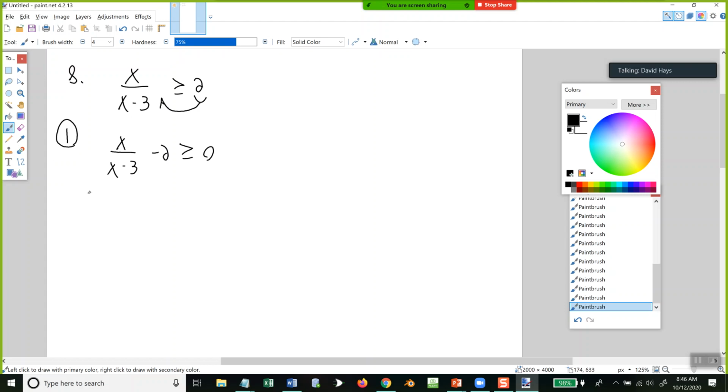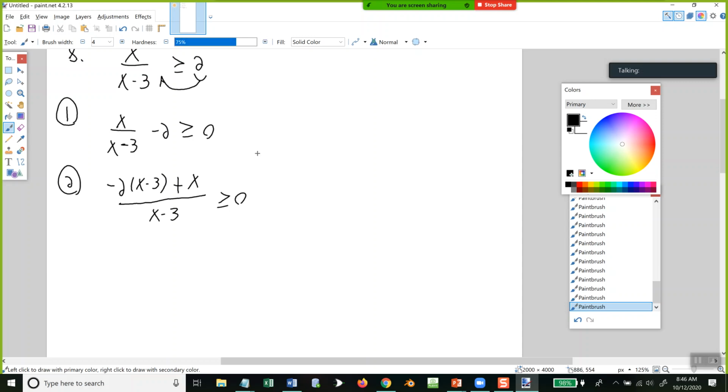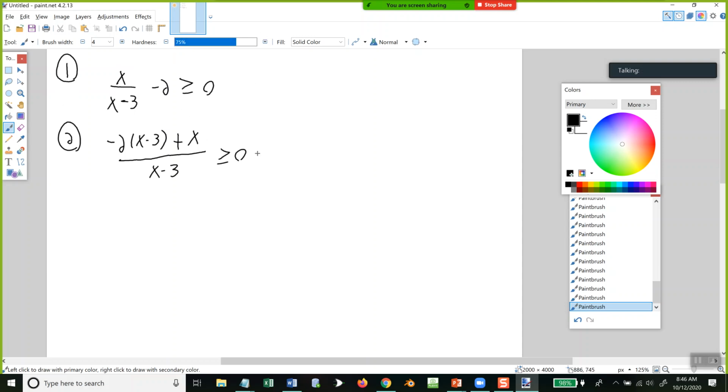Step 2, get a single fraction over here. So this is like the mixed number rule. I'm going to take -2 times x minus 3, then add the x. So -2 times the denominator, and add the numerator. And denominator stays as is. -2 times x is -2x plus x gives me a -x. -2 times -3 is a +6.